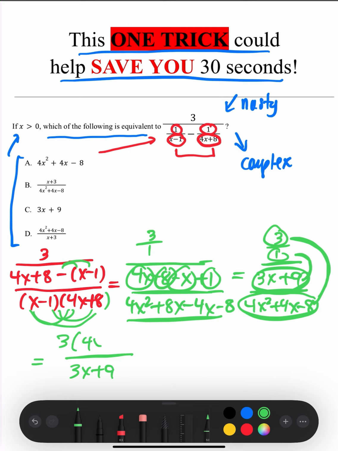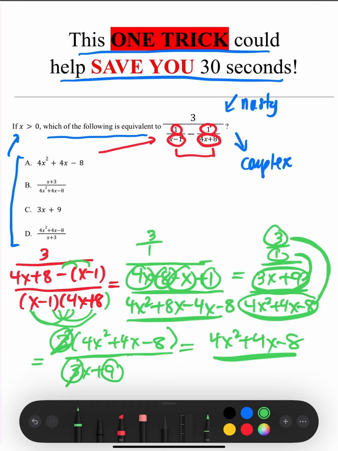I'm just going to rewrite it as being multiplied to each other, because if I distribute it, I won't be able to do this trick, which is simplifying this 3 with the 3 and this 9. If I divide this by 3, that just goes away, and I'm left with 4x squared plus 4x minus 8. And if I divide this by 3, I'm left with x. Divide this by 3, I'm left with 3, and my final answer would be D.